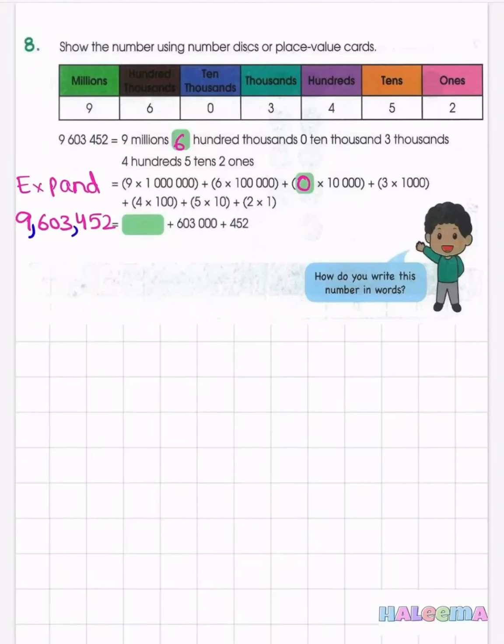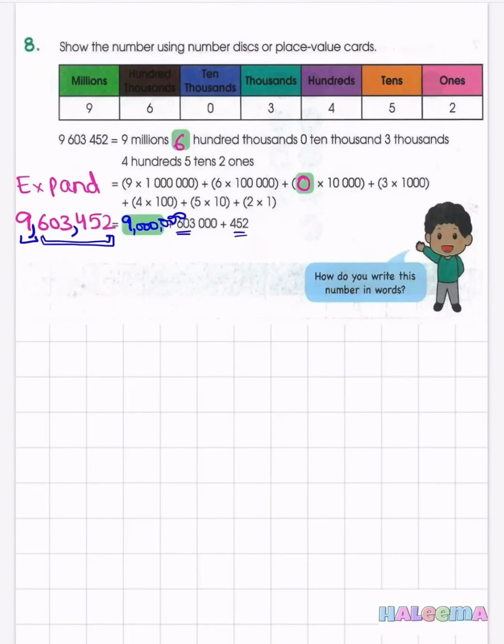So it's 9,603,452. They've already written 452. They've done 603,000 for us. What we're left with is the 9. So 9 million. You know, million has 6 zeros. So you're just going to write 9 and 6 zeros. Also, if you don't remember, you can see after 9, there are 6 digits. So you can do it that way also. But it's better to remember that 9 million has 6 zeros.